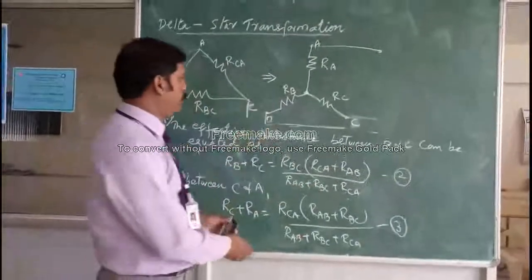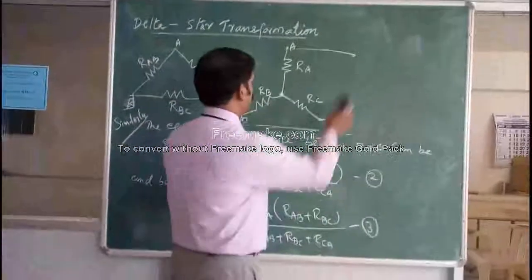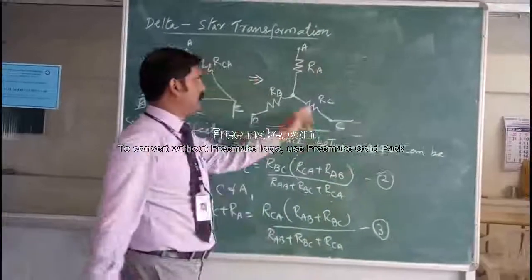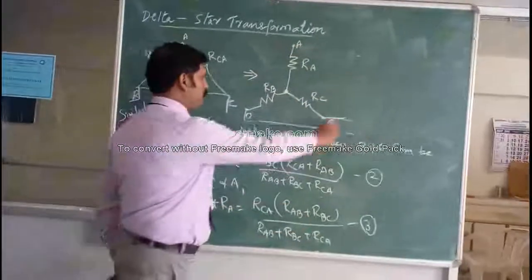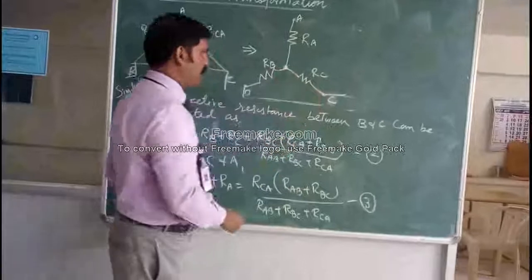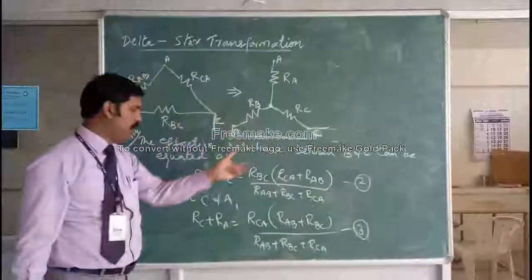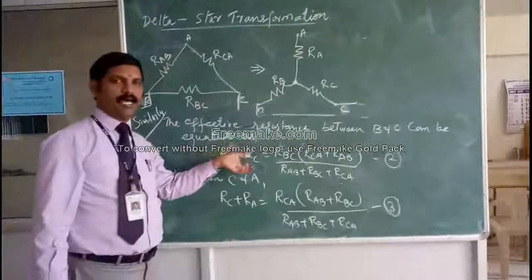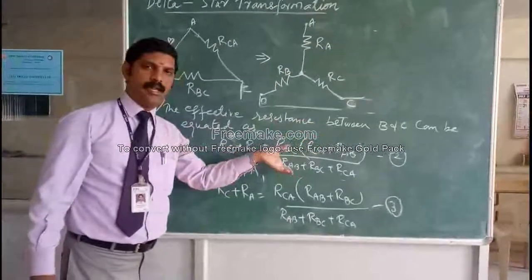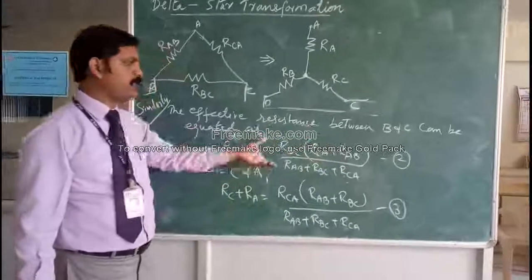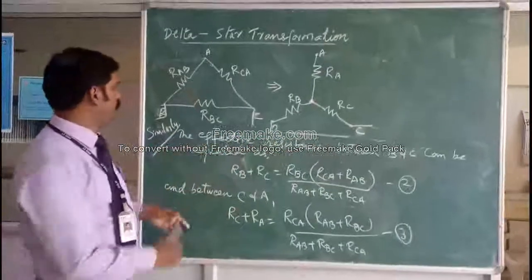At the same time, if you look at the equivalent resistance between B and C on the star side, this terminal is open, no current flowing, so you can ignore it. Now the resistance between B and C will be RB plus RC. Since these two are identical, we can equate: RB plus RC is equal to RBC into RCA plus RAB divided by RAB plus RBC plus RCA. This is equation number 2. Now we are going to the next terminal.